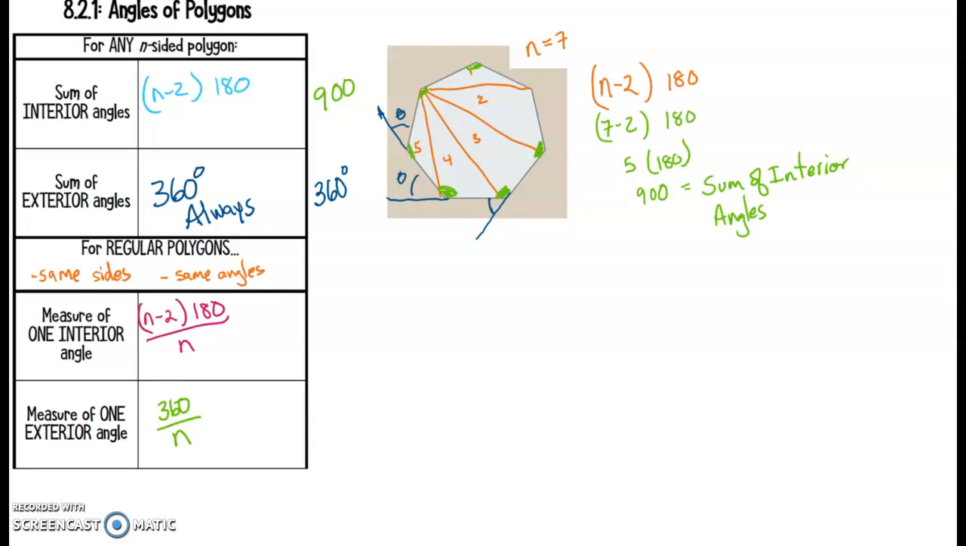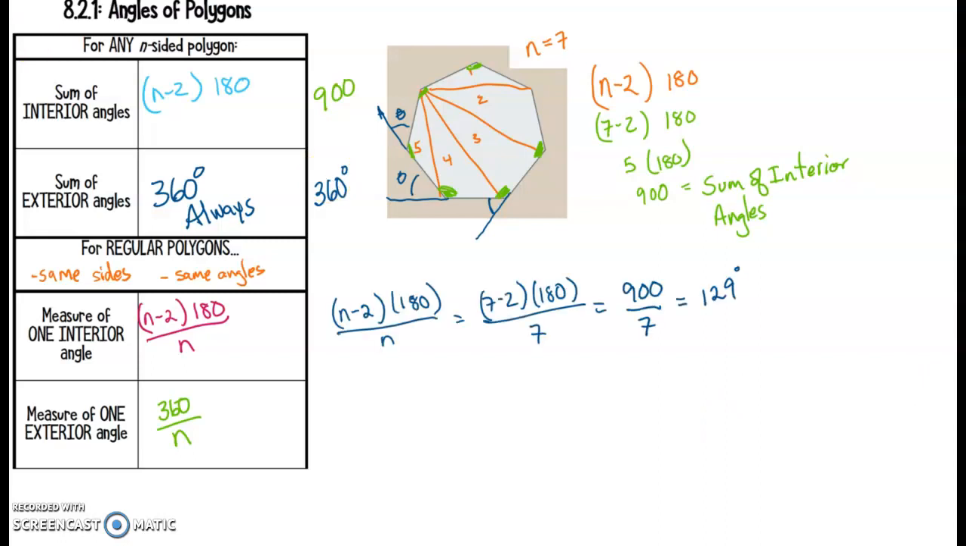Now the shape that we're working with happens to be regular. That means it's got all the same side lengths and all of the angles are the same, right? So if we want to know the measure of just one interior angle, this is what we have to do. We know the sum of them is 900, right? We know that there are 7 of these angles. They're all the same. So if we want to find the measure of one interior angle, this is what we do.